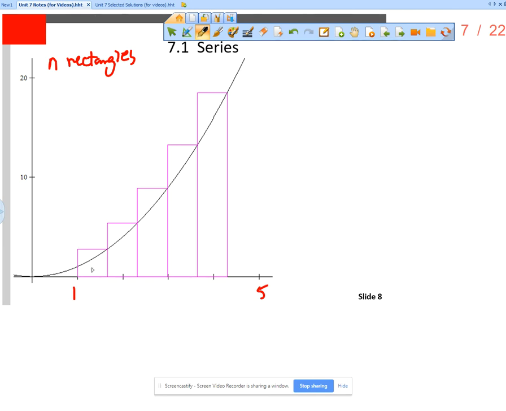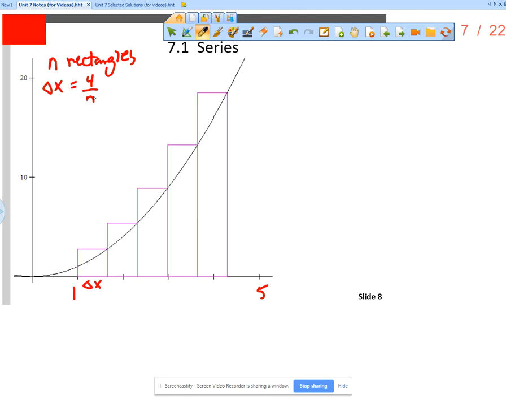Okay, so now, first of all, if we're going from 1 to 5, right, that means we have a width of 4 to split up among n rectangles. Okay, now each particular rectangle we're going to call delta x, or change in x. All right, and so delta x, the change in x from one rectangle to the next, is actually just 4, the total width, divided by n, the number of rectangles. All right, so that's what we're going to be using as we go.